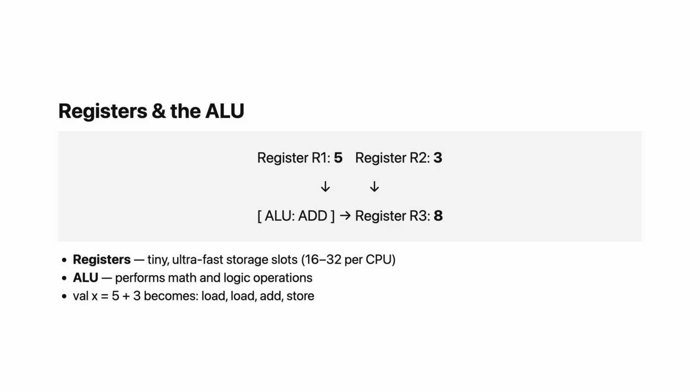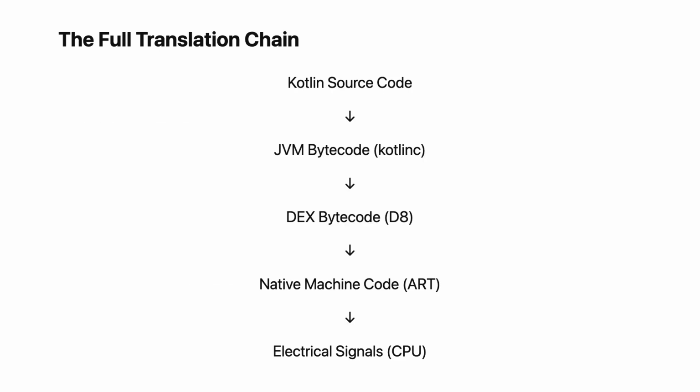Let me show you the full chain so you can see how it connects. You start with Kotlin source code. The Kotlin compiler turns that into JVM bytecode.